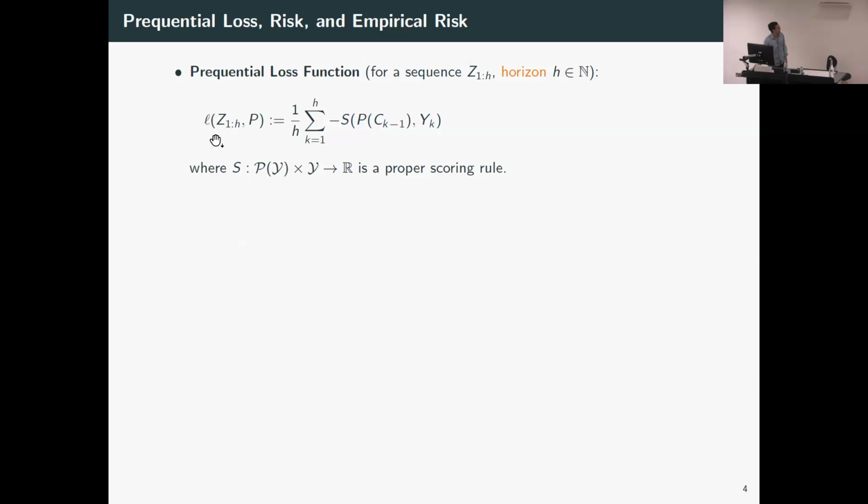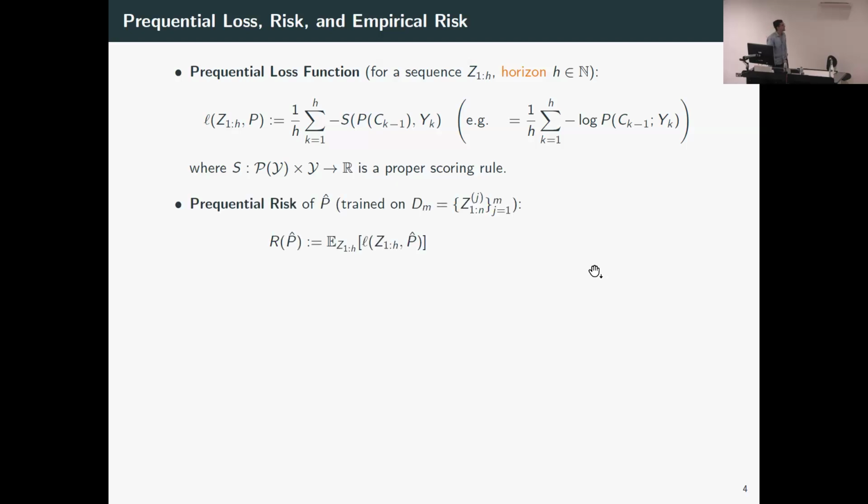We start by defining how we evaluate this prediction model. We use a frequentist loss function. This is a function that evaluates an object P with a new sample Z_1 to H, and it simply scores this predictive probability on each step of the process. Here S is a proper scoring rule, for example the log score, which is the most typical choice. Notice that I'm defining a horizon: this loss function implicitly says that we want to evaluate these predictives up to some time point H, or some maximum context size H.